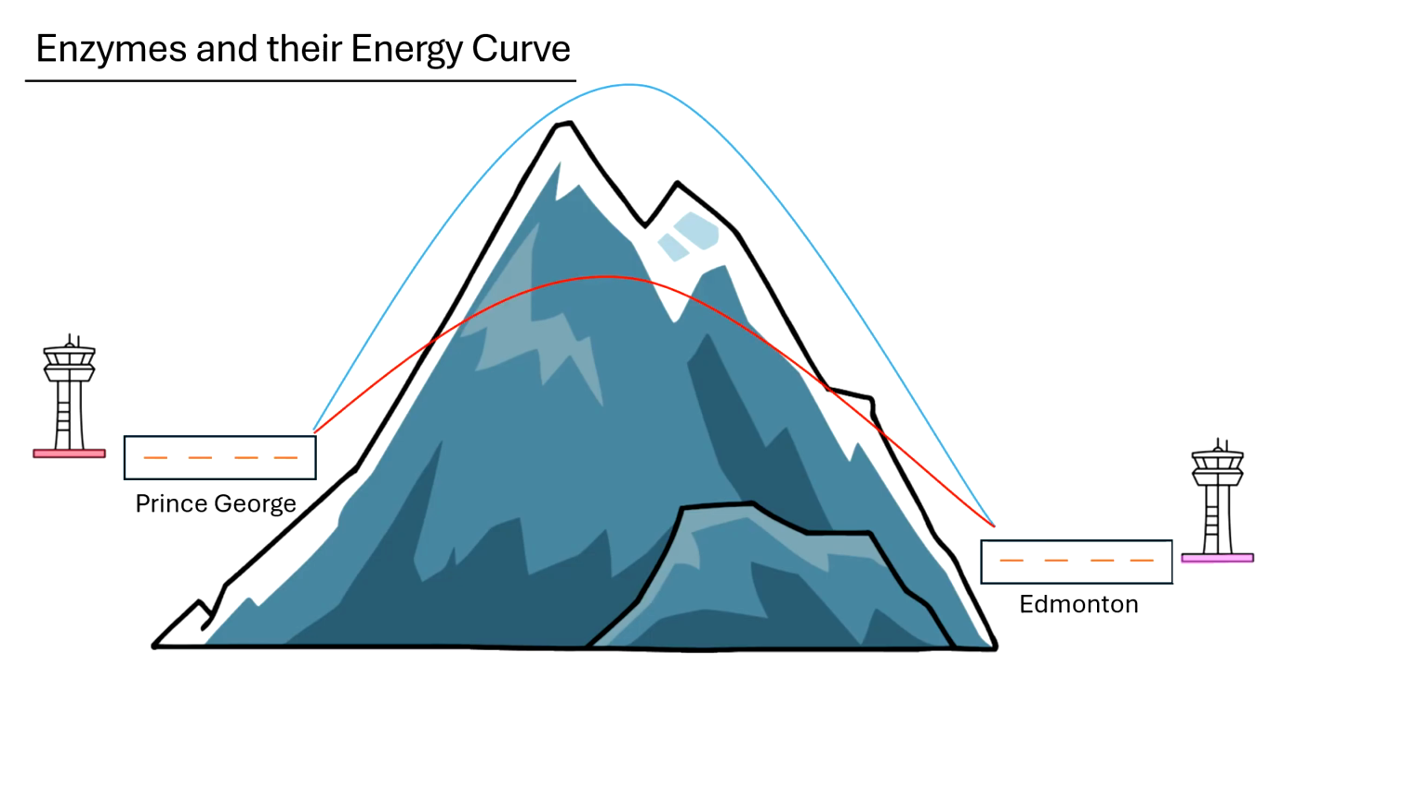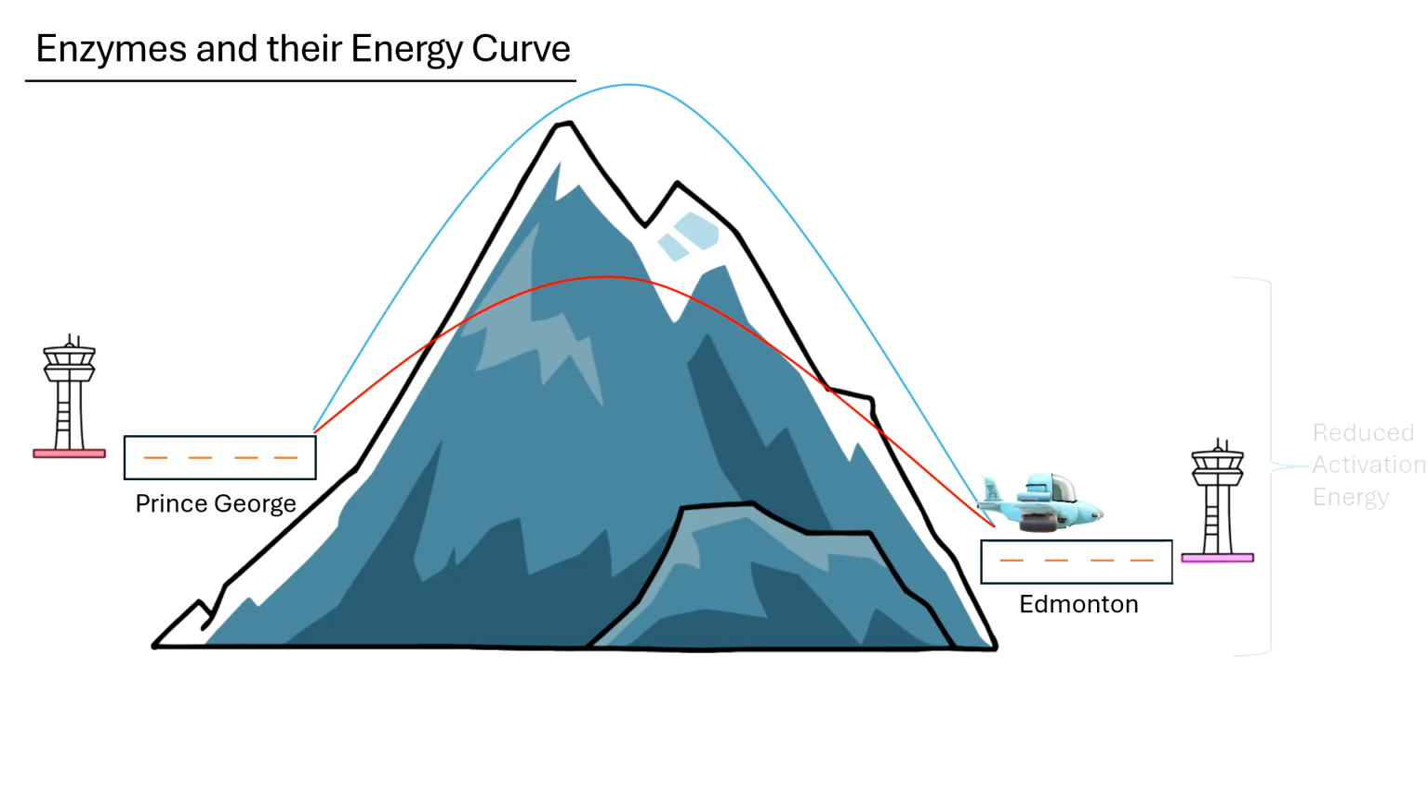Now, let's get an enzyme involved. So the red line shows the enzyme curve when an enzyme is involved. So let's take a jet now. Think of the jet as a super version of the reaction with the enzyme. This jet is able to go right through the mountain instead of over top of it because it flies so fast. So you hop in a jet, you fly straight through the mountain, and you land in Edmonton. Now this reaction is the one with the enzyme.